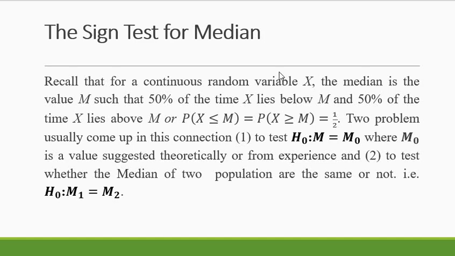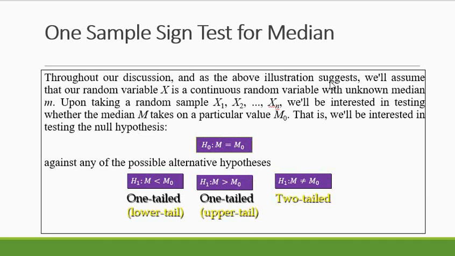As in the case of the parametric t-test, here also we have two problems, which usually come in connection with testing of hypothesis. The first is a one sample problem, in which we test the hypothesis H0: m equal to m0, where m0 is some suggested or pre-specified value. And the second one is testing the equality of medians of two populations, that is, to test the hypothesis H0: m1 equal to m2. We consider them one by one.